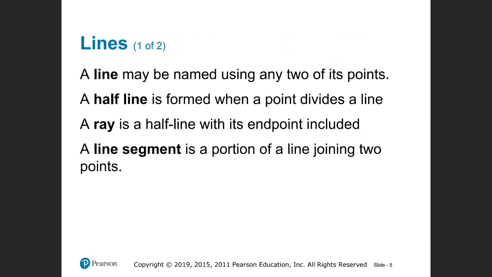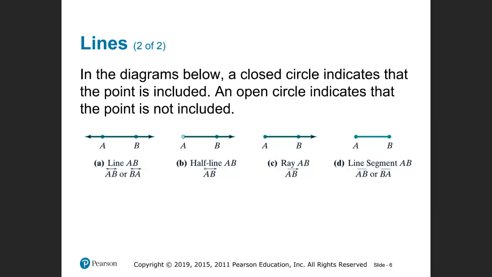A line may be named using any two of its points. A half line is formed when a point divides a line. A ray is a half line with its endpoint included, and a line segment is a portion of a line joining two points. And this is demonstrated on the next slide. A closed circle indicates that the point is included. An open circle indicates that the point is not included.